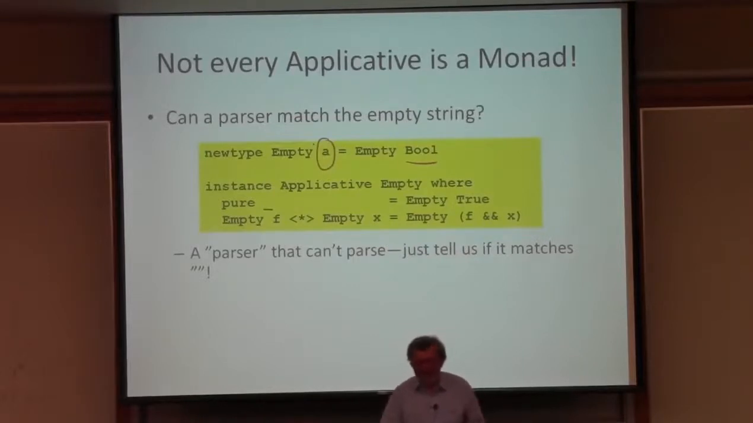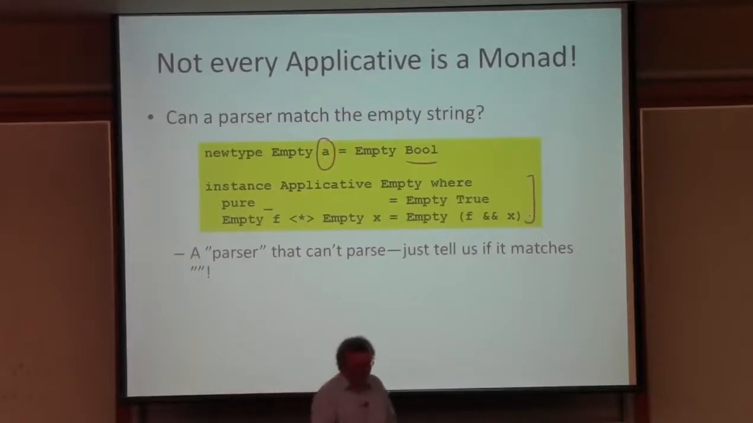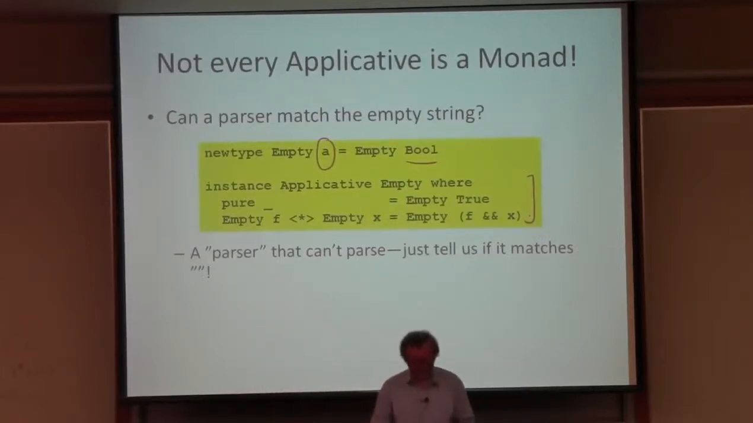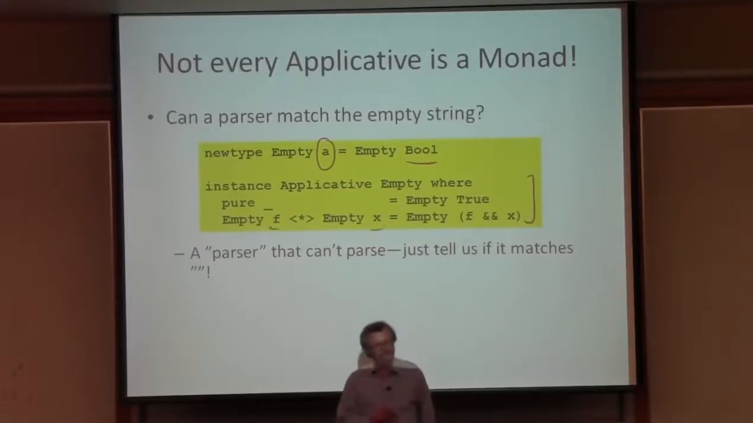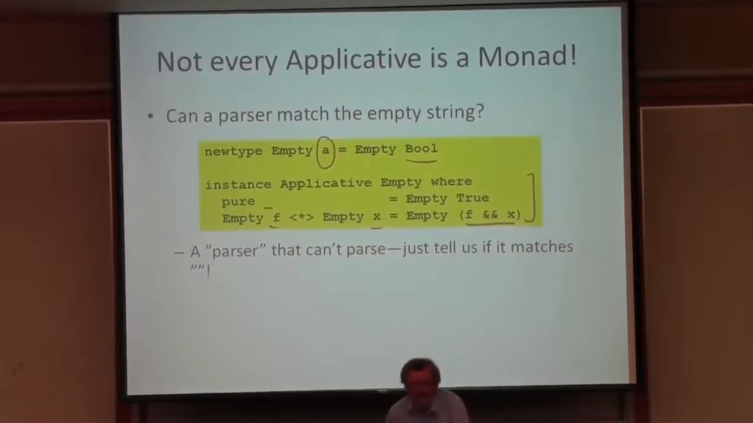So now I can write an instance of this applicative class that will tell me whether or not the corresponding parser matches the empty string. Does a pure parser match the empty string? Well, yes, it doesn't match anything else. It just leaves the state unchanged and just gives me a value. What about apply f to x? Does that match the empty string? Well, yes, provided both f and x can match the empty string. So I can just use Boolean AND here in the implementation for Empty.